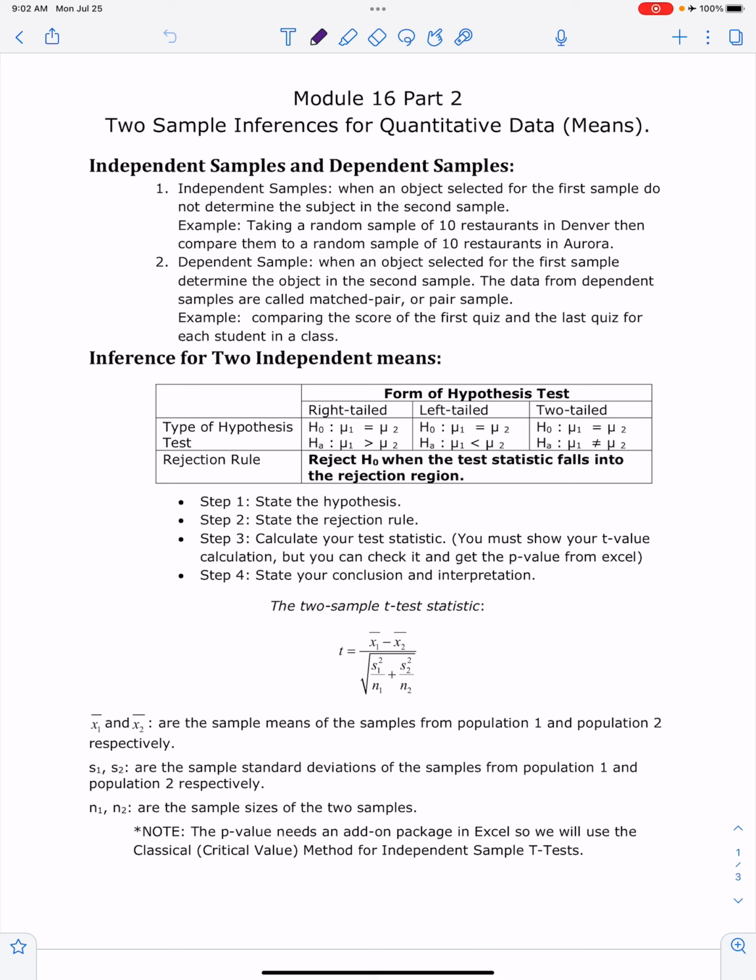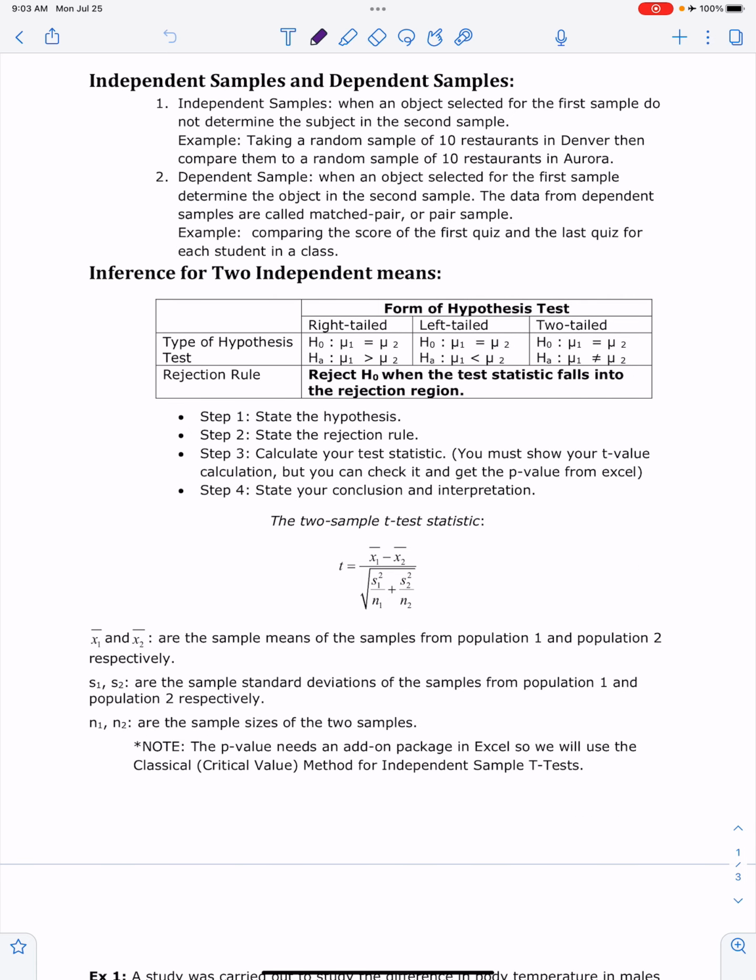Okay. We are going to reject H naught, and this seems to be a question that's coming up, whenever the test statistic falls into the rejection region. So we're going to be very intentional about drawing that normal curve, and not worrying about whether it's supposed to be above or below, but taking a look at whether or not it falls into that rejection region. So same 4 steps. We're going to state the hypothesis, the rejection rule. We're going to calculate our test statistic.